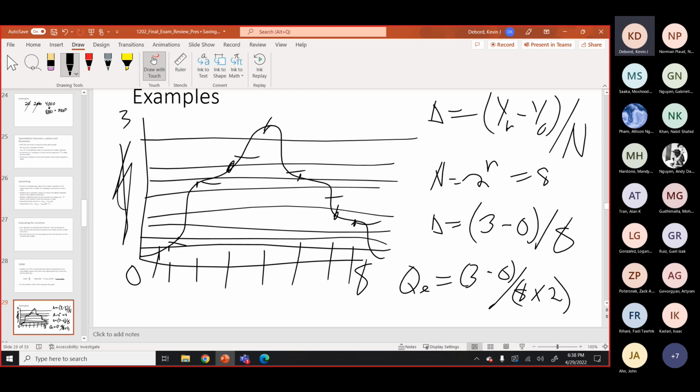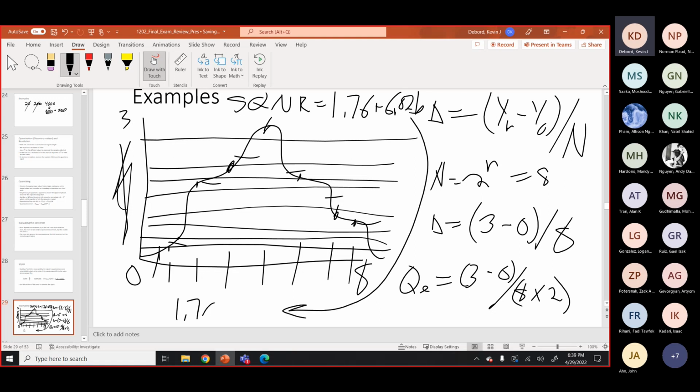Okay, and then what if we want to find the SQNR of this? Yeah, we use the equation, right? So what would our B be? So our B value, what would that be? 3, right? Because 3 is the number of bits, not the number of words. So what's our equation? Do you guys remember? I think it's 1.76 plus 6.02 times B, right? Sorry for the bad handwriting. I'm leaning over the computer. So that means our value would be 1.76 plus 6.02 times 3.